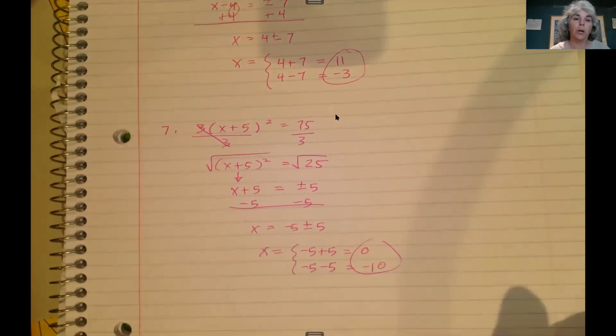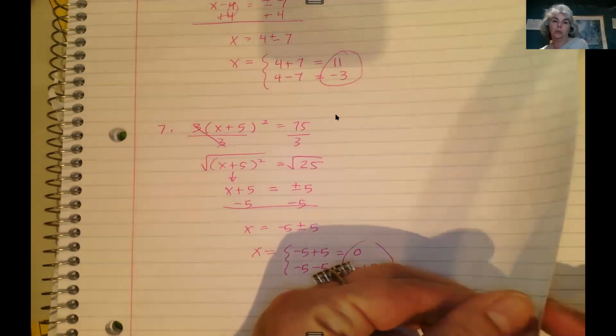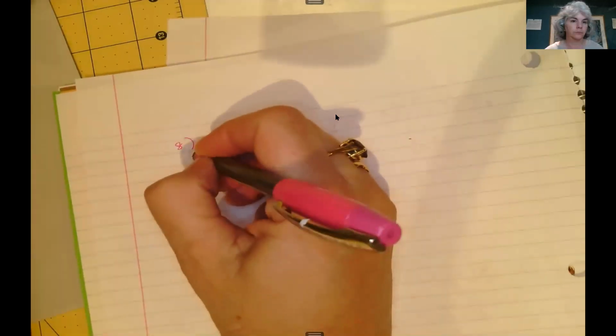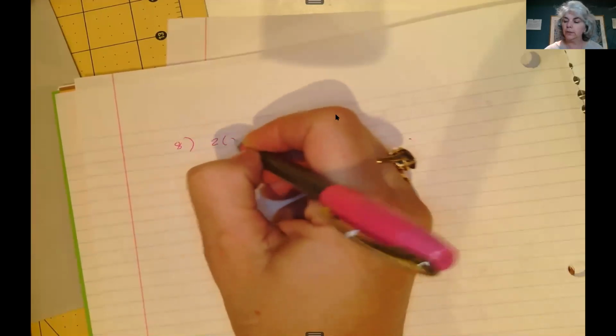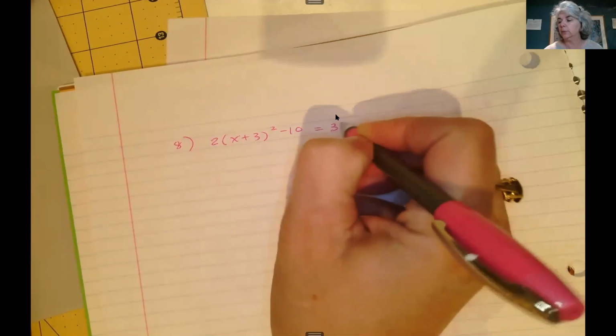Don't forget, you can pause at any point to just take a moment to absorb everything, or if you need a break. But we're almost done. We have one more example to do. Example 8: 2 parentheses x plus 3 squared minus 10 equals 30.